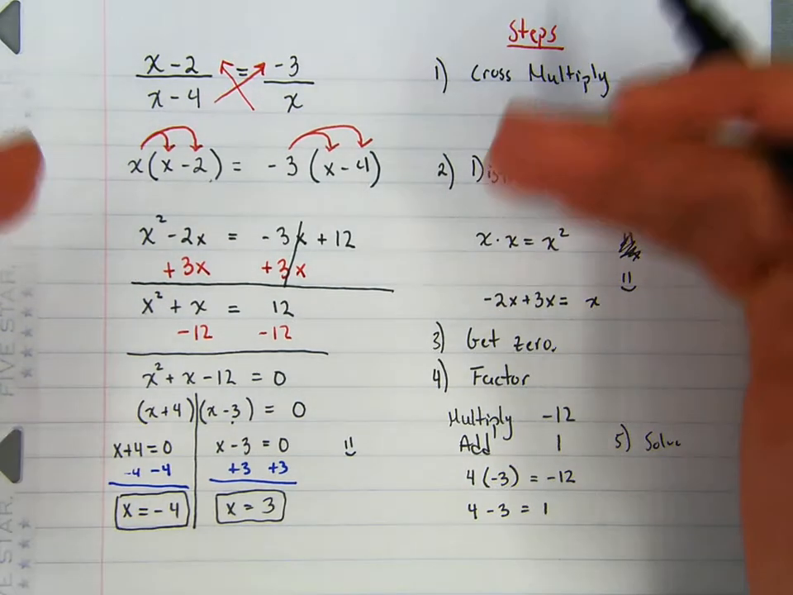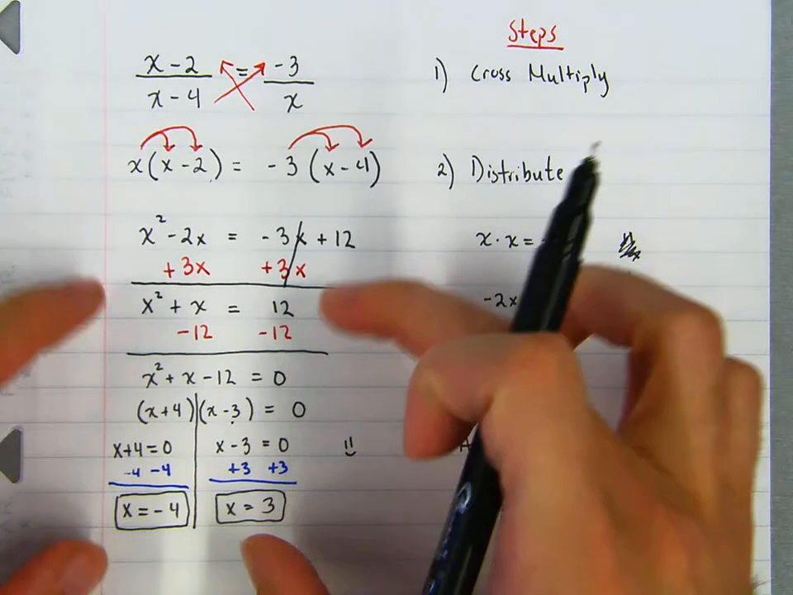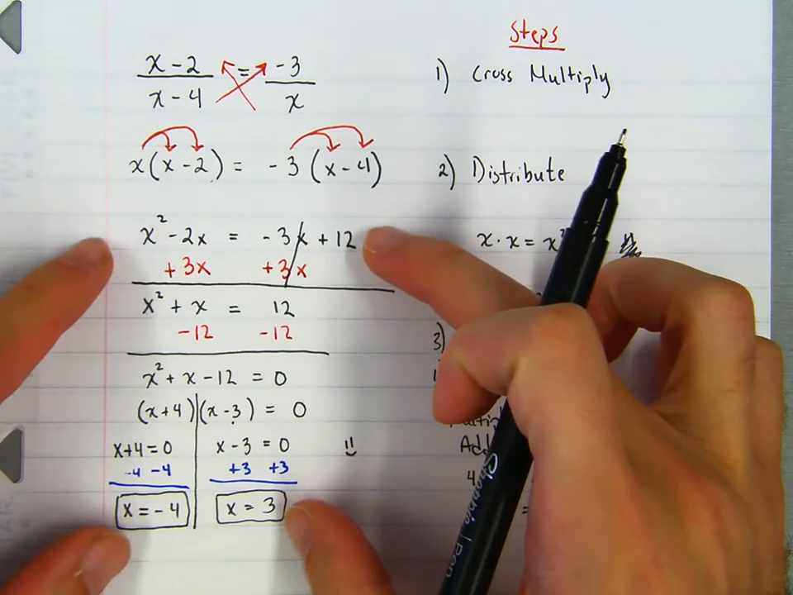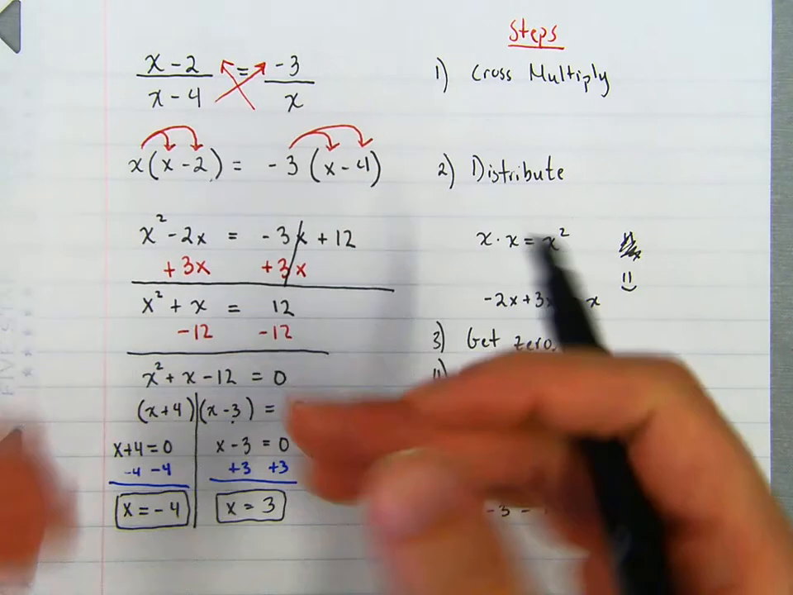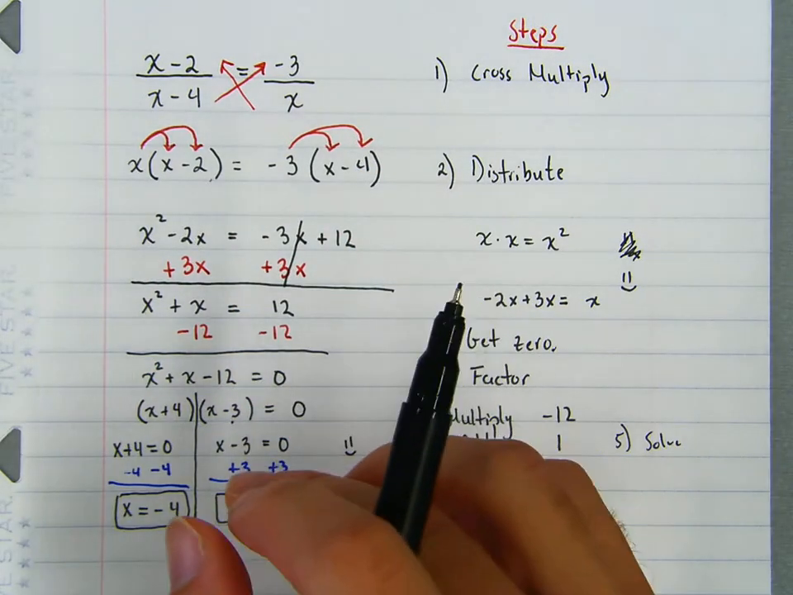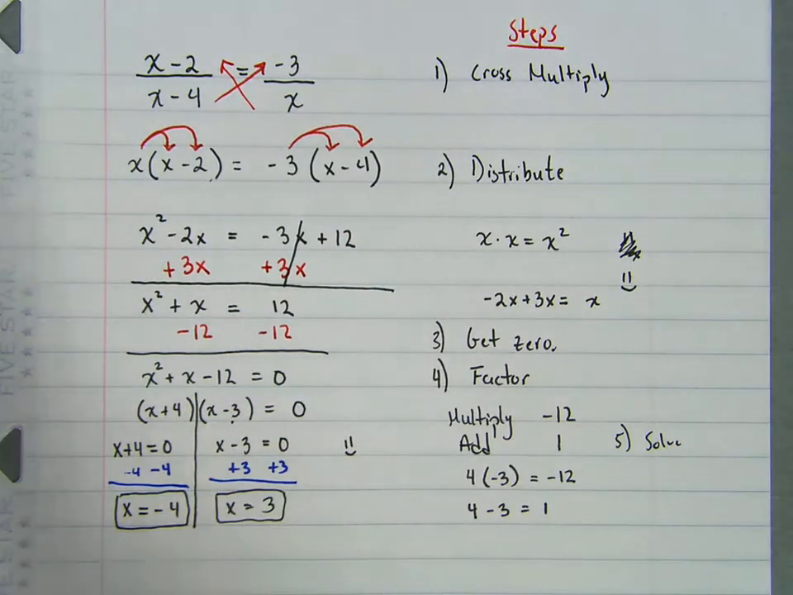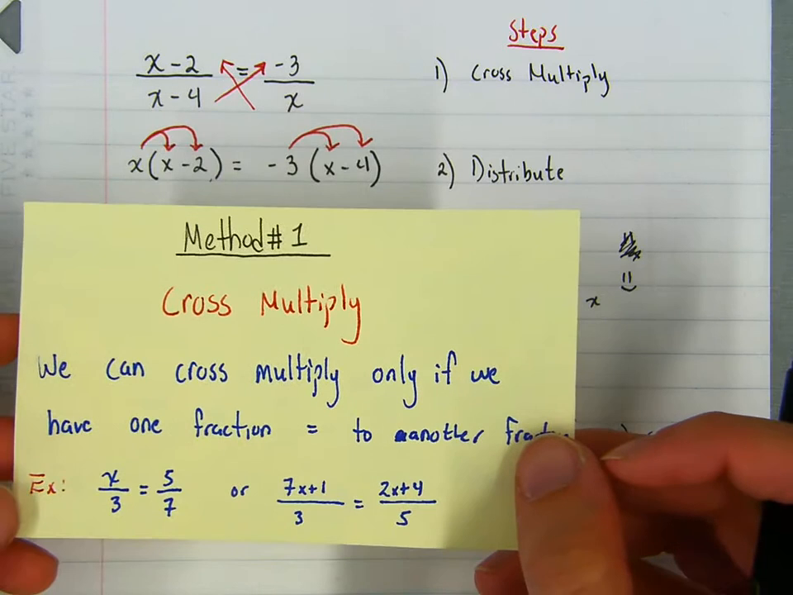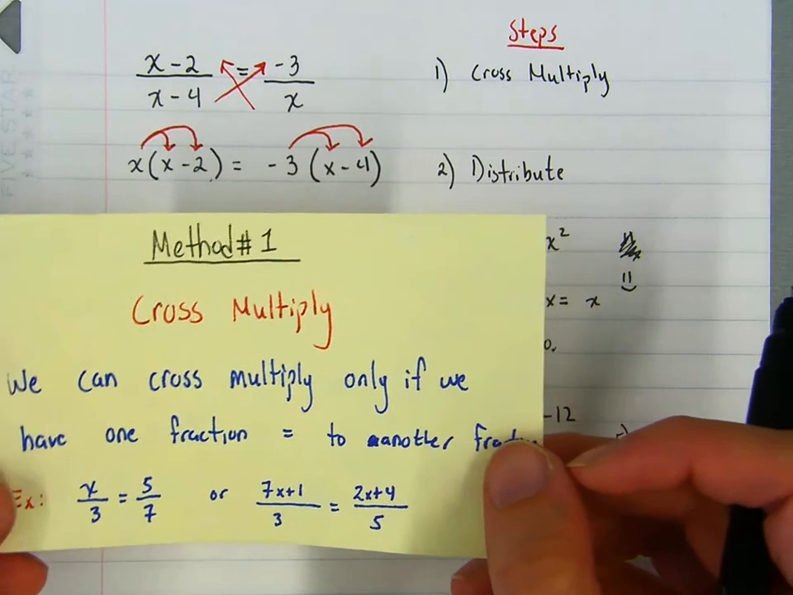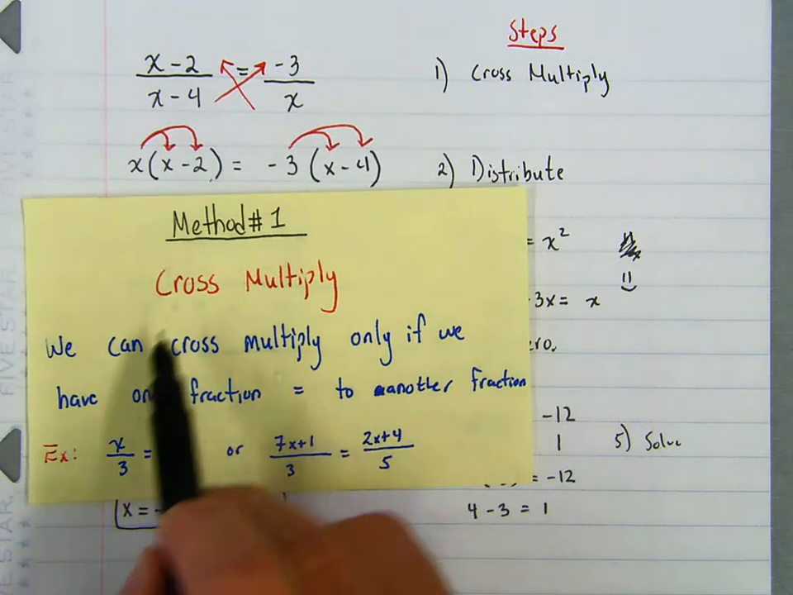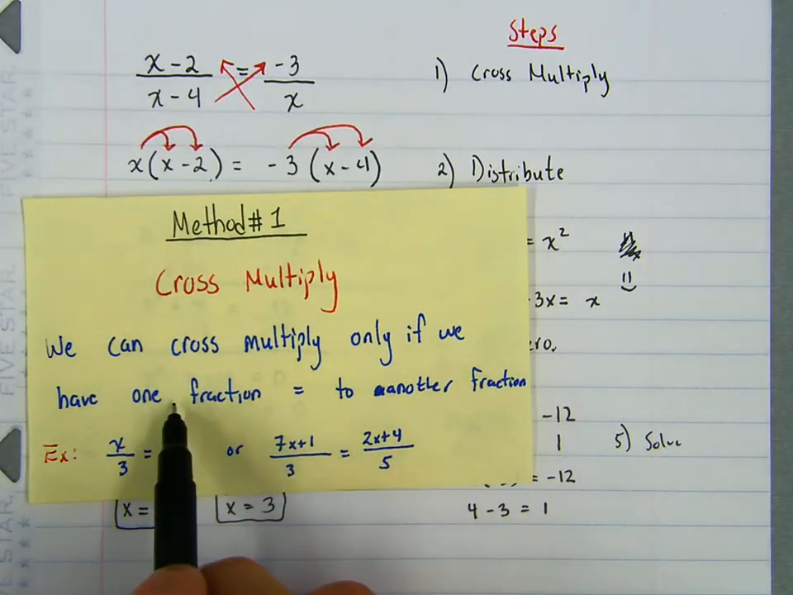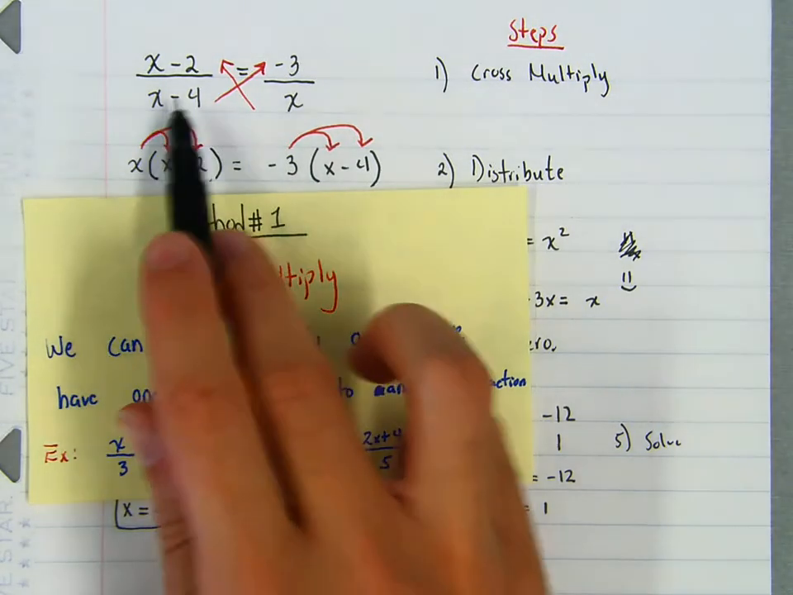So it feels very extensive, but we've done this before. We've done this in the past. You've done all of this. You just have to put it all together. So notice that when we did this question, what did we do? We did the idea of cross multiply. Right? And here, when are you allowed to cross multiply? If you have one fraction equal to another fraction.